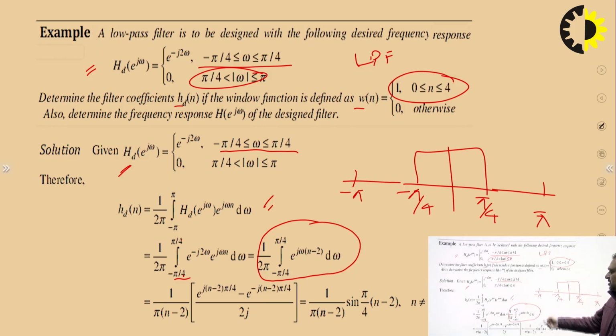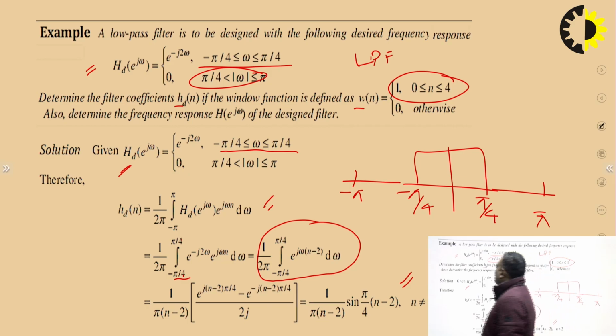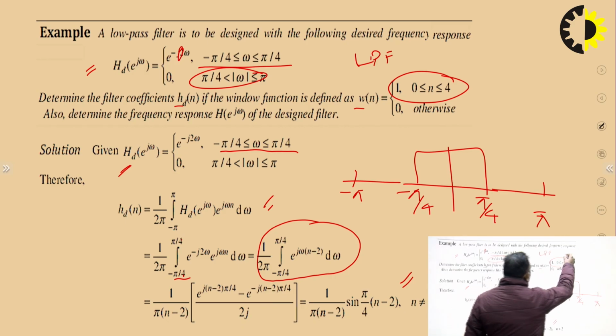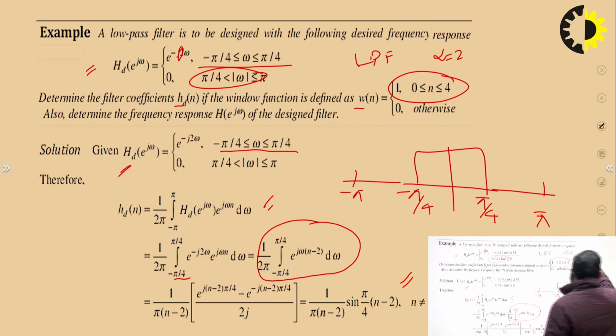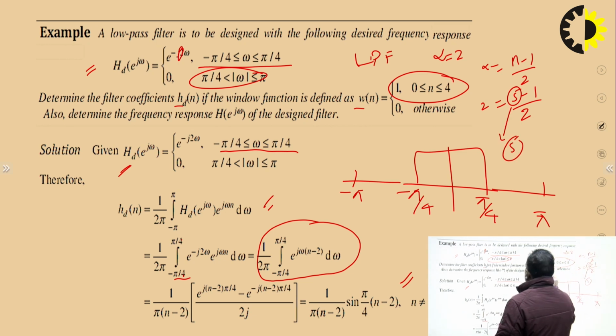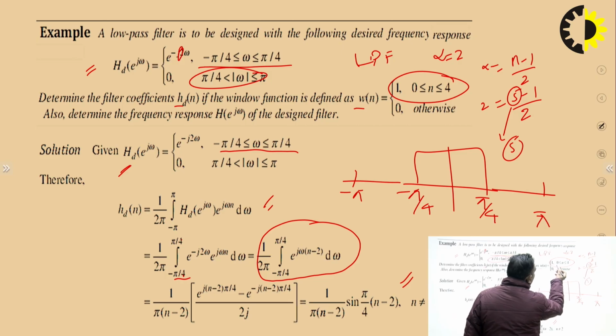Then you will solve it. After solving it, you have this term: 1 upon pi (n minus 2) times sine of pi by 4 (n minus 2). Whenever you are given a window function, you get this type of answer. Another important thing is that because of this term 2, alpha is 2. So alpha is equal to (M minus 1) by 2. You will find this value 2 when the value of M is 5. So here the value of M is given as 5, with n from 0 to M minus 1.